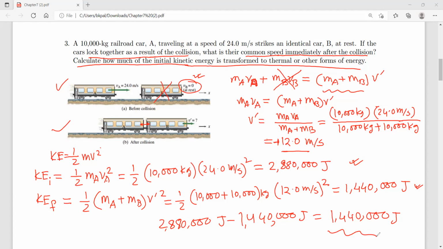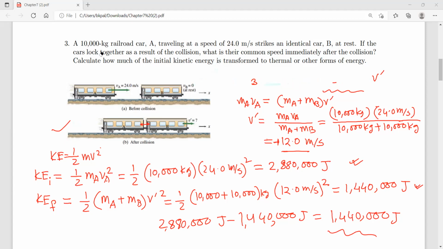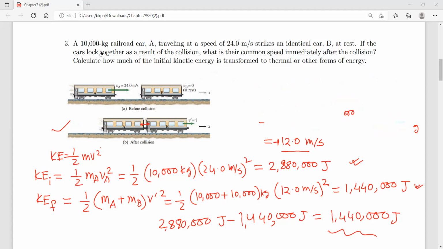Okay, and it makes sense because this is a real life problem, real life collision, and as you learn in the theory class, most collisions in real life are inelastic collisions, and in inelastic collision kinetic energy is not conserved, and that makes sense. All right, let's move on.